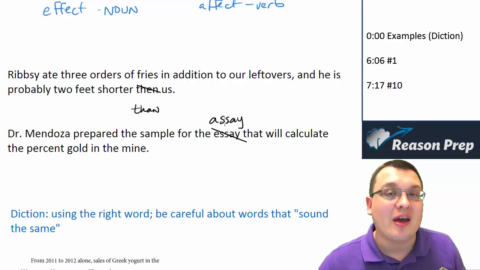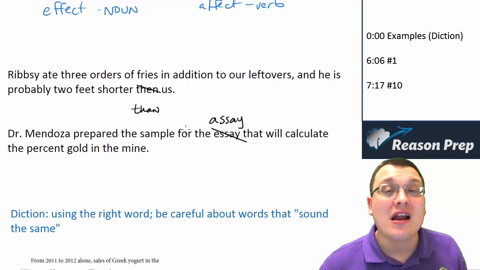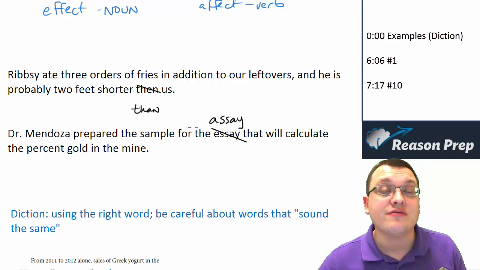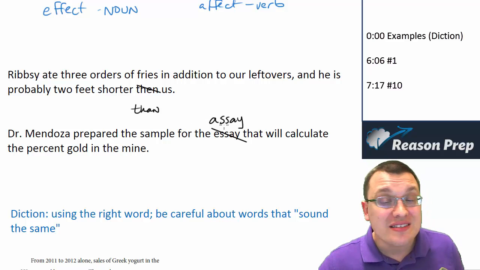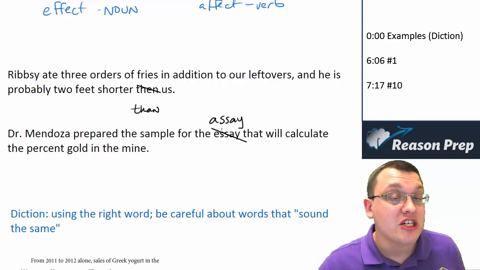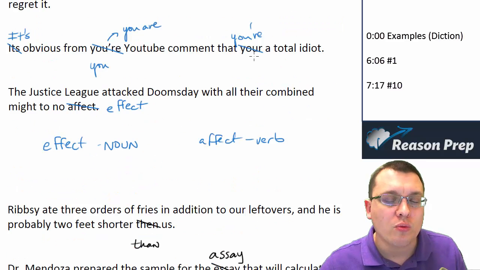Assay here means sampling something, which is exactly what we want to do, right? Get a quantitative or qualitative analysis of a substance, which is what we're doing here. So it sounds right, but the spelling is off and the definition is different. Whereas in the one up here, I wouldn't say consent and condone really sound like each other. It's just knowing which word works.